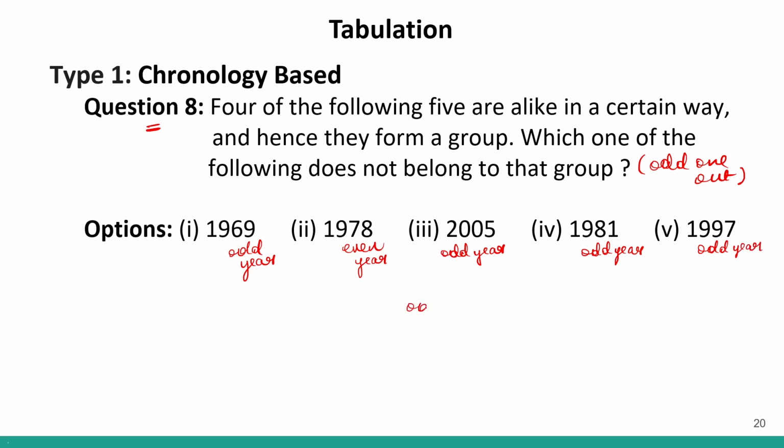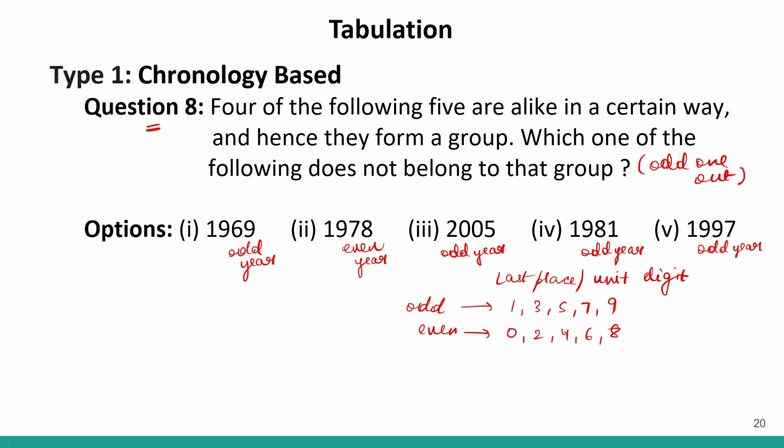Do you remember what is odd or what is even? Very basic. For odd numbers, the unit digit is 1, 3, 5, 7 or 9. And for even numbers, the unit digit is 0, 2, 4, 6 or 8. So over here I can simply see that 1978 is the only year that is even. Therefore, this is the odd one out, the one that is different. So my answer will be option number 2, 1978.